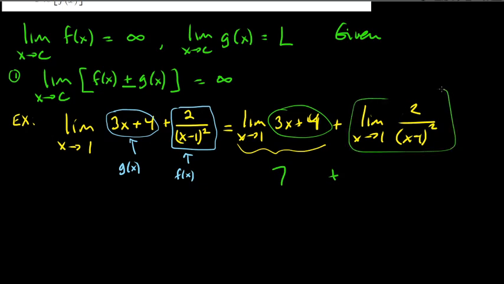But what's this limit, right? So notice the numerator is just a number. The denominator gets smaller and smaller and smaller, right? Right, as x approaches 1, this approaches 0. So the fraction just gets bigger and bigger and bigger. The fraction goes to infinity.